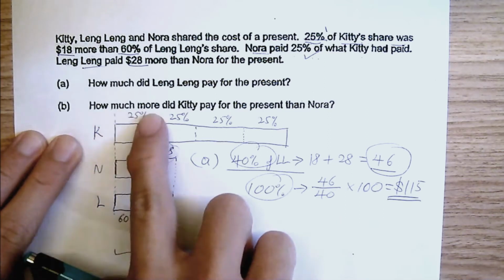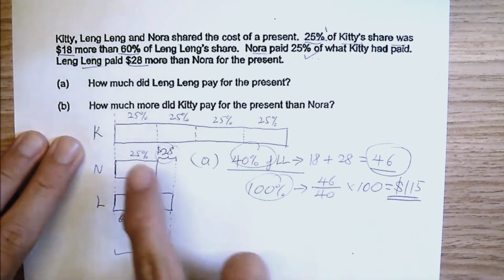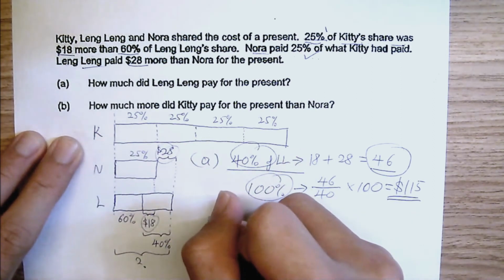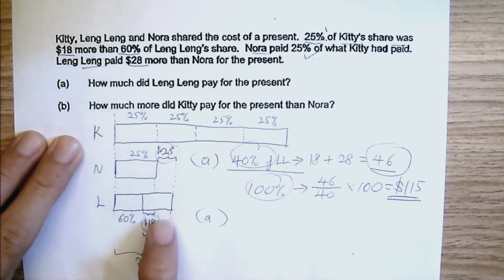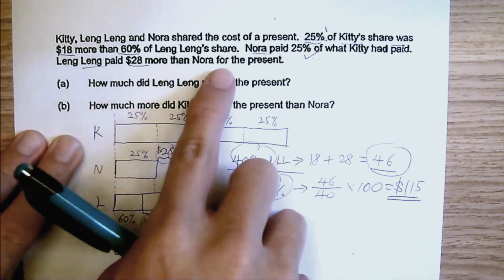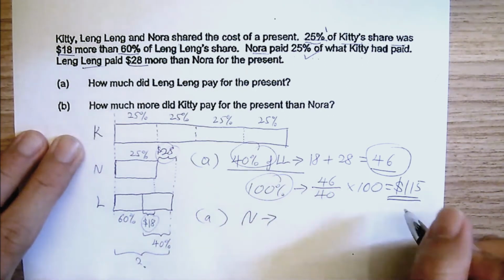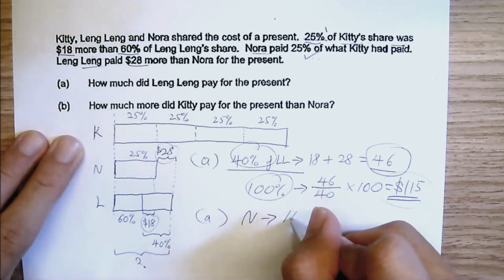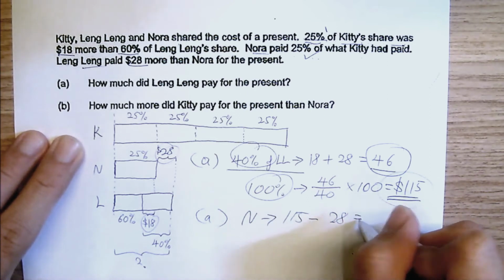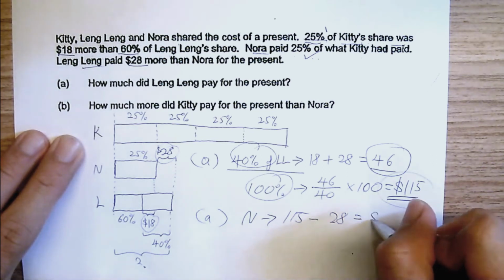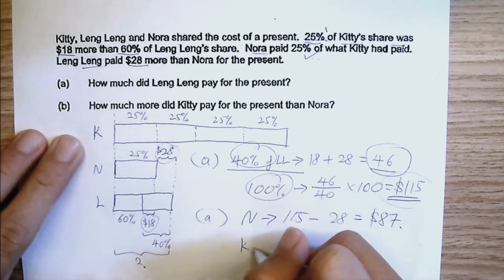Next, they ask for how much more did Kitty pay for the present than Nora. In order to find out how much more, let's try to figure out how much did Kitty pay. Since Ling Ling's share is 115, and they said that Ling Ling paid $28 more than Nora, we can then find Nora. Nora will just be Ling Ling minus 28. So for Nora, it will be 115 minus $28. Throw that in the calculator, you're going to get $87. So Nora paid $87, and Kitty paid how much?